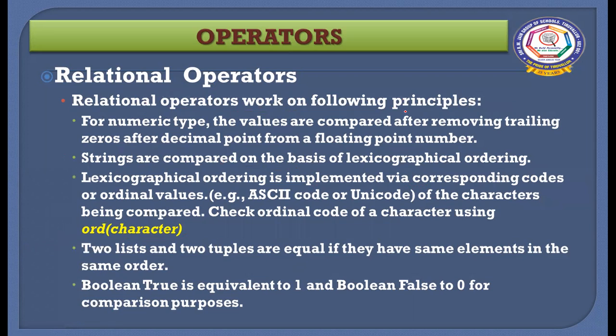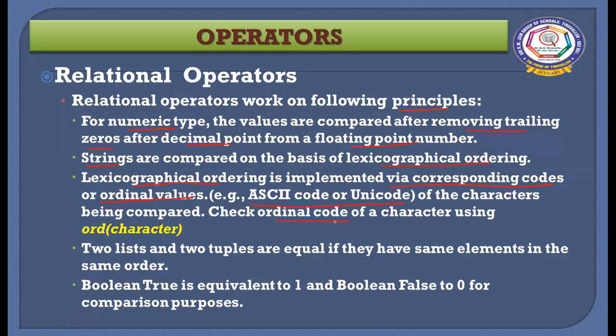Relational operators follow some principles when values are being compared. For numeric types, the values are compared after removing trailing zeros after the decimal point from the floating point number. When strings are being compared, it is based on lexicographical ordering. So what is lexicographical ordering? It means how the characters are internally represented, implemented via the corresponding codes that we call ordinal values, which may be the ASCII coding system or the Unicode system. Based on that only, the string values are compared.